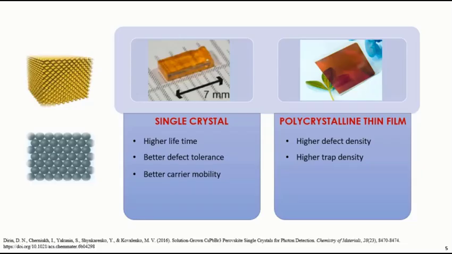Within the scope of the thesis, we will synthesize cesium lead bromide in single crystal form, in which all unit cells lie in the same direction. The majority of devices are based on polycrystalline thin films that suffer greatly from grain boundaries. Compared to polycrystalline thin films, single crystals provide better lifetime, better defect tolerance, and better carrier mobility. Polycrystalline thin films with higher defect density and trap density cause disadvantages when integrated into devices.